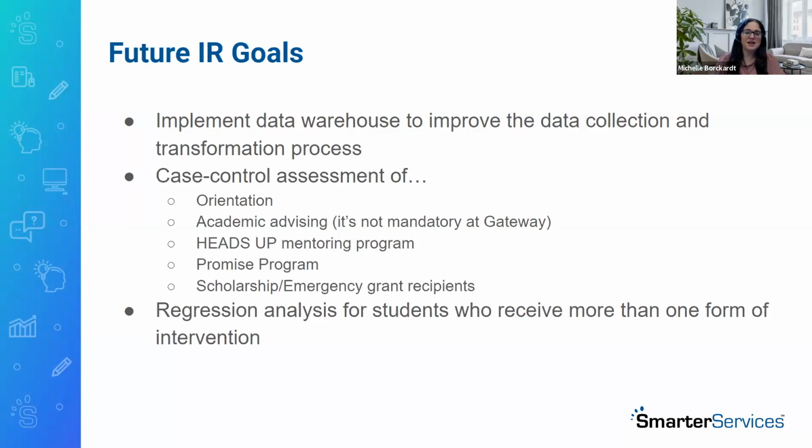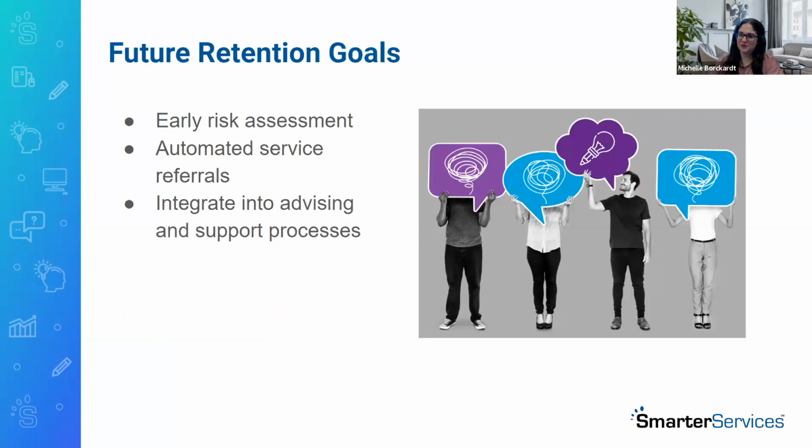And so a regression analysis is a different kind of statistics that allows you to look at the impact of multiple services. What we described here, the case control assessment, is just looking at one intervention at a time. Regression analysis would allow us to plug in all of these different things and see which ones are having the most impact, to what degree, and in what direction they're improving. Hopefully none of them are hindering, but that's what a regression analysis could tell us, and that's one of our future goals. Once we have the data warehouse, that'll be a lot easier to do. And then Mary's going to talk about some of our other retention goals.